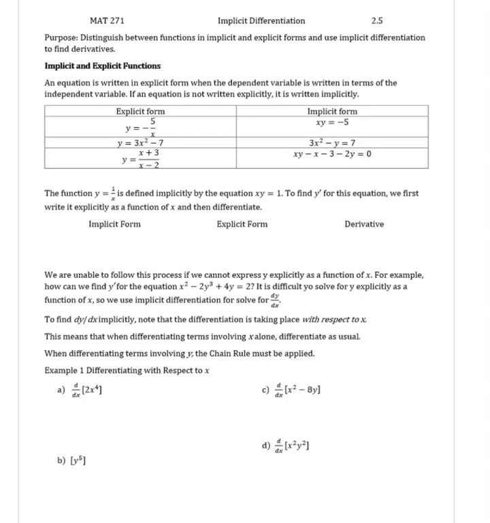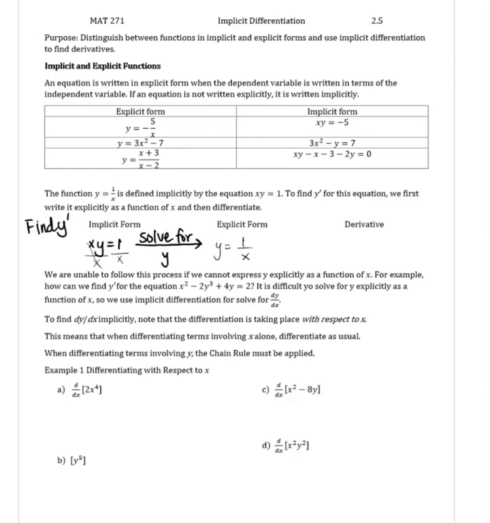So let's say that we had started with the equation xy is equal to 1, and I ask you to find y prime. So if we had this equation and we want to find y prime, we would probably start off by solving for y. So I would take both sides of this equation and divide both sides by x. And I would get that y is equal to 1 over x.